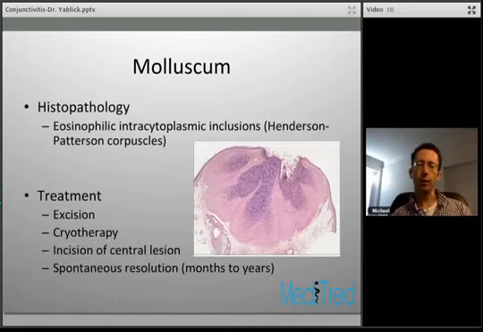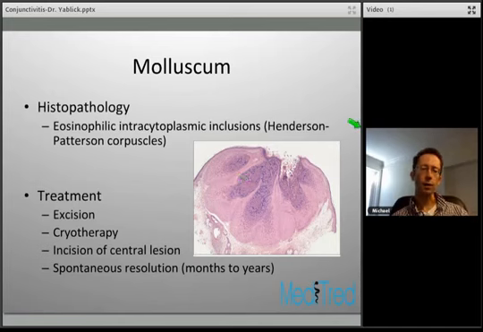The histopathology is pretty characteristic. It has a typical appearance here. And you can see this round lesion. And there's really not much else that looks like this picture. Maybe it can look a little bit like keratoacanthoma, but you have eosinophilic intracytoplasmic inclusions, which you can see here, and those are your Henderson-Patterson corpuscles that should give away the diagnosis when you're looking at a path slide.